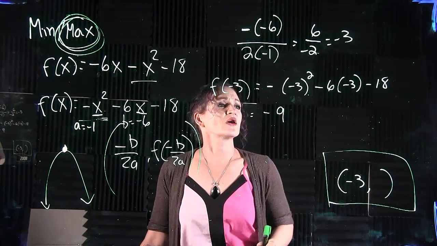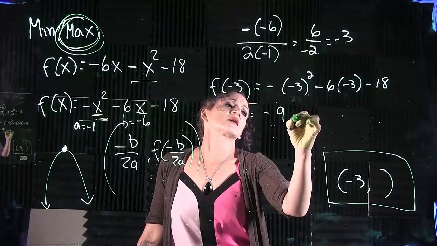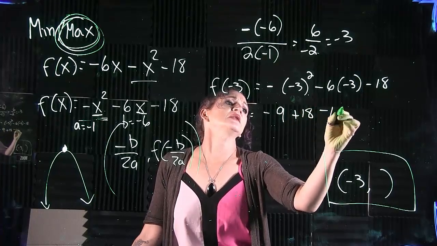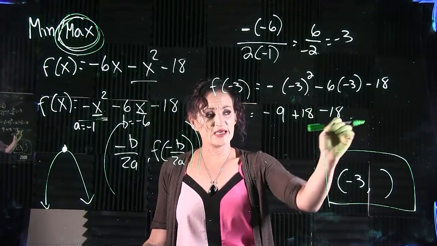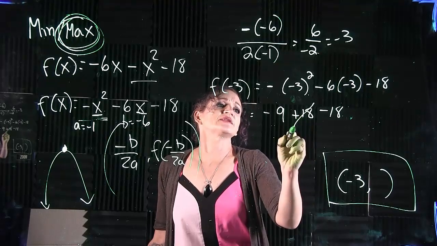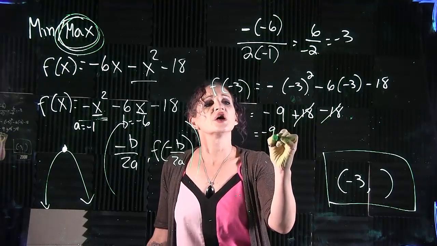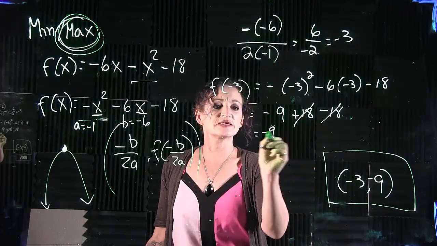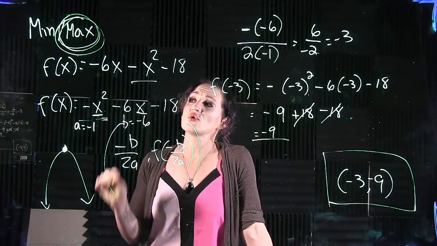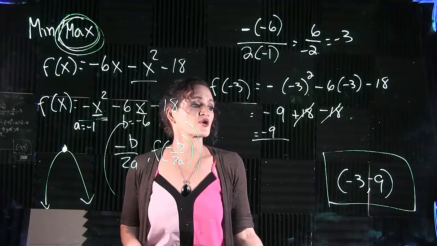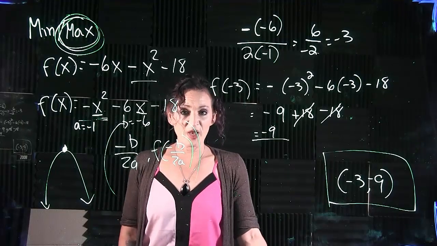Drop down that negative in front. Negative 6 times negative 3 is a positive 18, and then we have that minus 18. We're going to drop down on the back. Plus 18 minus 18 disappears, so it looks like our y value is a negative 9. So the maximum point on our graph is negative 3, negative 9.